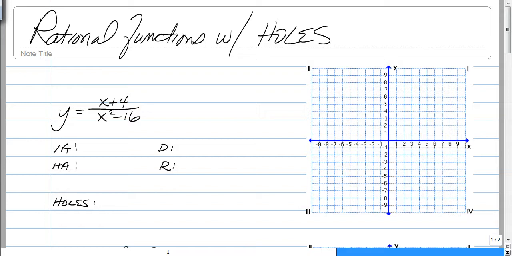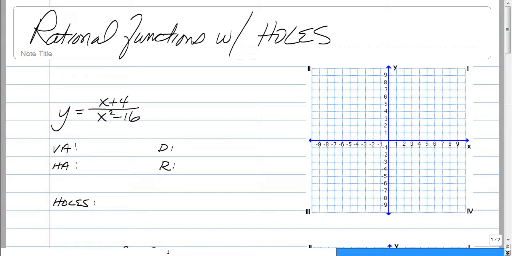Now we're going to graph some rational functions with holes. Just want to let you know that these notes online have 5 examples, but the last 2 are just review. So we are only going to cover the first 3 in these notes. So what is a hole?